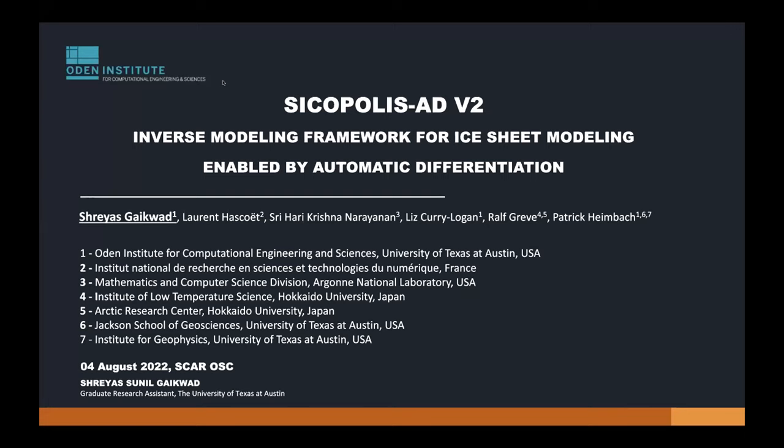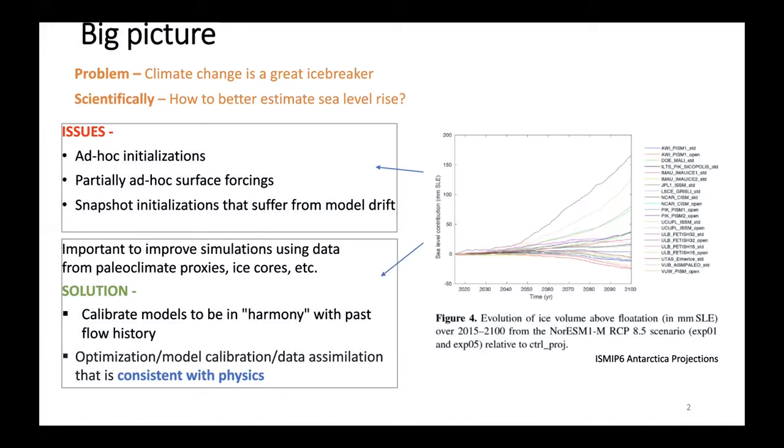So I'm going to start by describing the big picture. The big picture is that climate change is a great icebreaker. And scientifically speaking, the question is, how do we estimate sea level rise better? And on the right, I'm showing a plot from the ISMIP6 Antarctica projections. The issues generally faced by most ice sheet models are ad hoc initializations or partially ad hoc surface forcings. And sometimes they initialize from a snapshot that is in agreement with the current configuration, but then the projections suffer from model drift, which is some kind of model bias that gets induced over the time of a simulation.